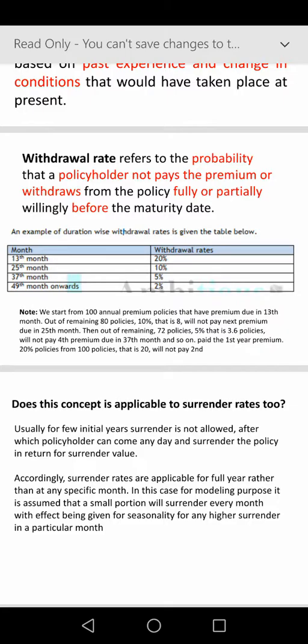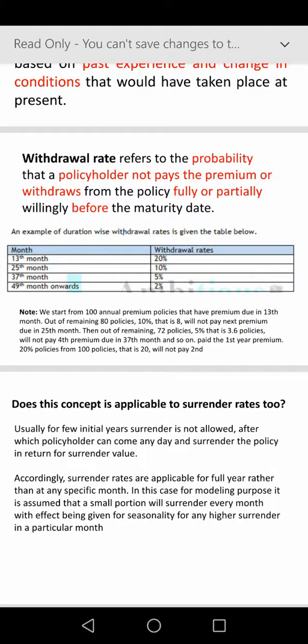Now, withdrawal rate, if we define it, is the probability that a policyholder will not be paying the premium or will be withdrawing the policy. It may be fully or partially done before the maturity date. Now, in this, we have been given one example.